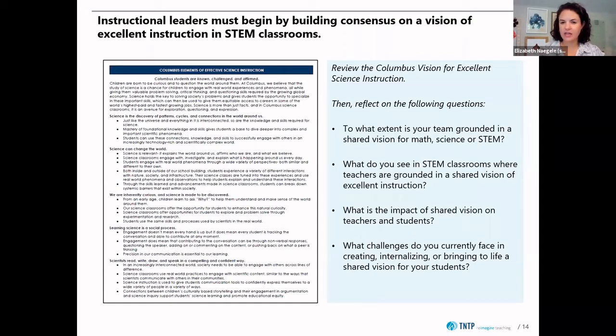And then when we come back, I'm going to cold call on a couple of groups just to share out one thing that you talked about in your discussion. So if you want to go ahead and identify one person who's going to be your speaker when we come back, that would be helpful. And then Stephen, you're going to send us to breakout rooms and we'll be back in about 6 minutes.